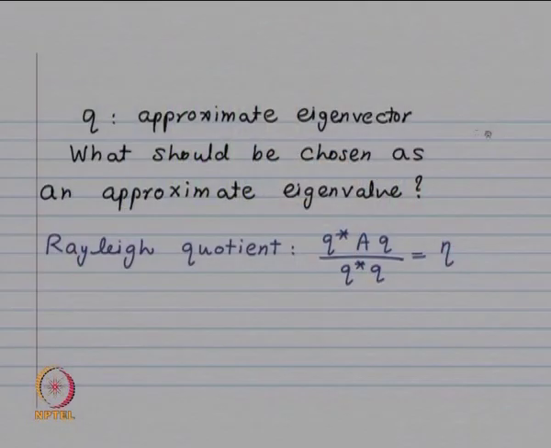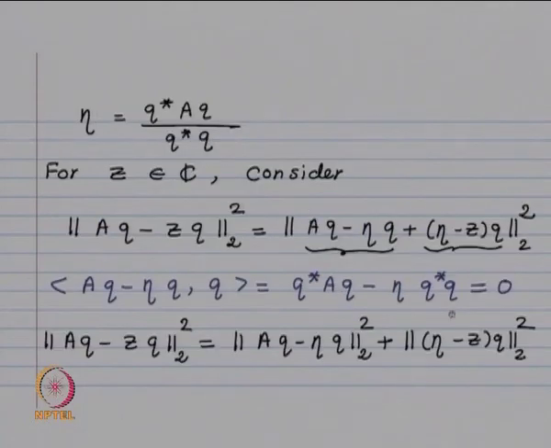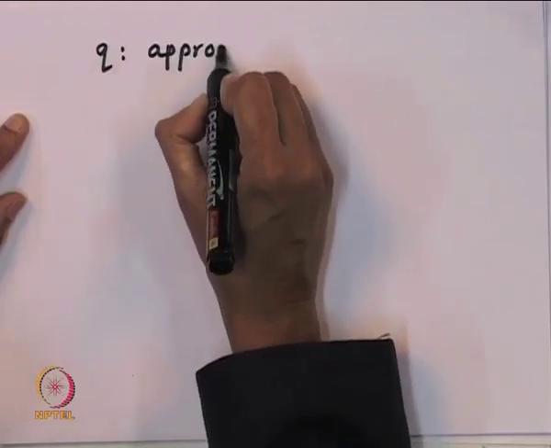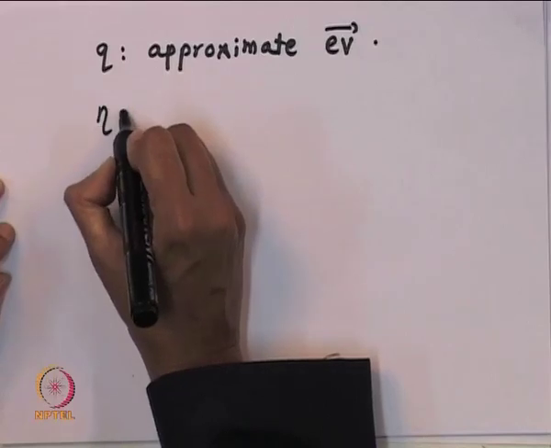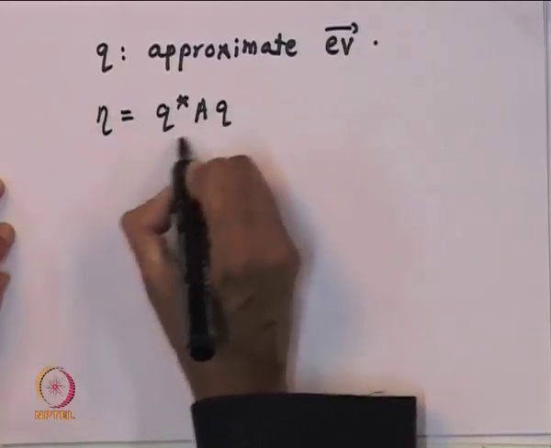So, the best way it can be done is by considering the Rayleigh quotient. The Rayleigh quotient has a minimization property, which we now consider. You have Q to be an approximate eigenvector, and the question is what should be chosen as an approximate eigenvalue. The answer is to choose the Rayleigh quotient, Q star A Q divided by Q star Q, which is equal to eta. Now, let me tell you the minimization property of the Rayleigh quotient.